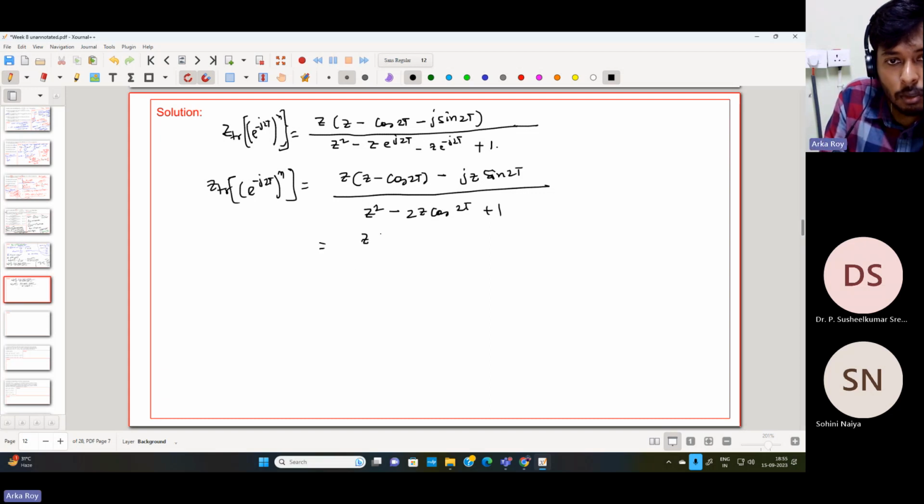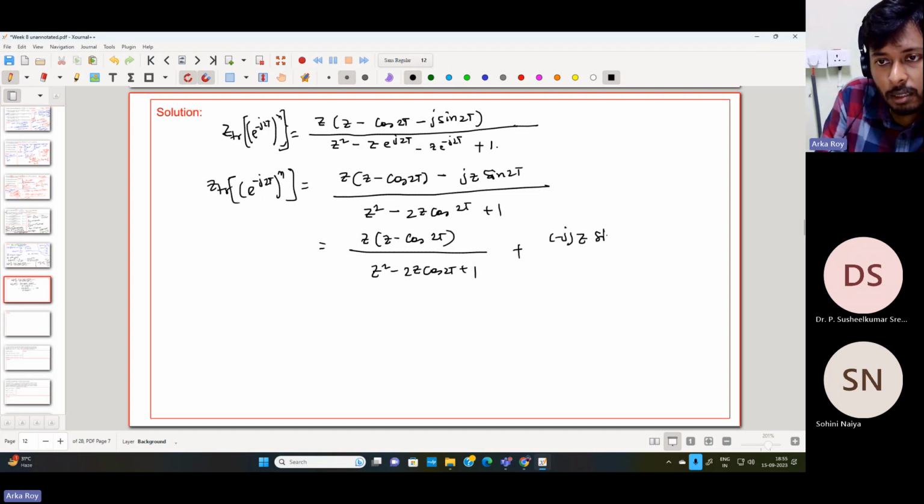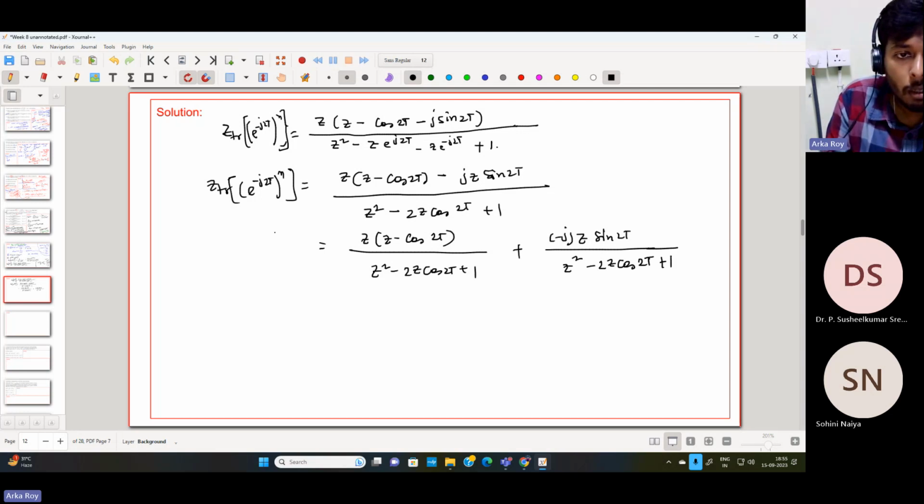So this has two parts. One is the real part and one is the imaginary part. So it would be z squared minus 2z cos 2t plus 1, and then plus jz sine 2t divided by z squared minus 2z cos 2t plus 1. So this part, let me see whether I can use some properties or not.